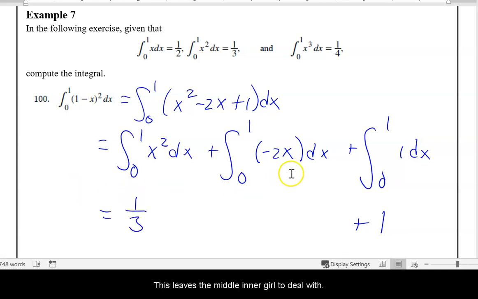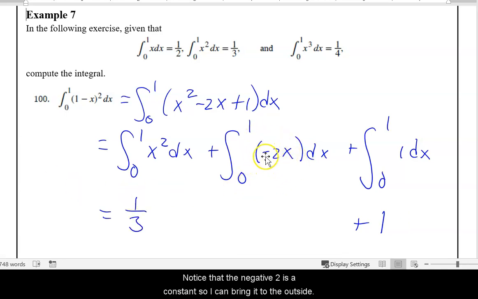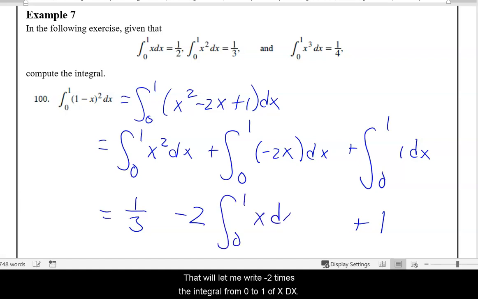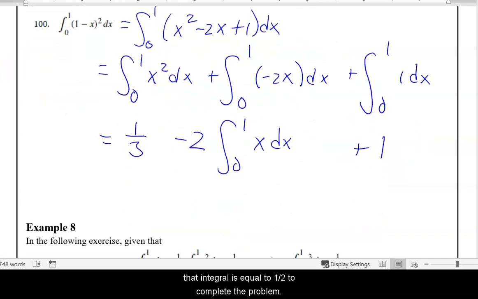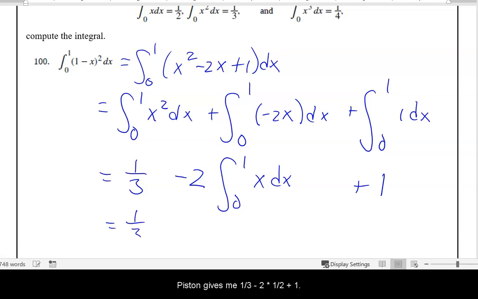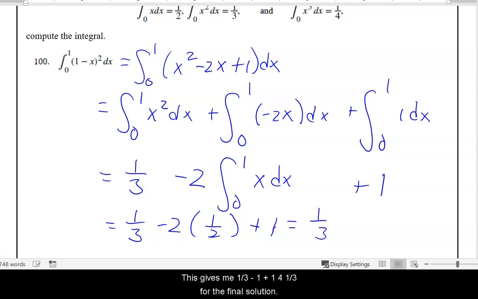This leaves the middle integral to deal with. Notice that the negative 2 is a constant, so I can bring it to the outside. That will let me write minus 2 times the integral from 0 to 1 of x dx. Now I can use the value given in the directions, that integral is equal to 1/2, to complete the problem. This then gives me 1/3 minus 2 times 1/2 plus 1. This gives me 1/3 minus 1 plus 1, or 1/3 for the final solution.